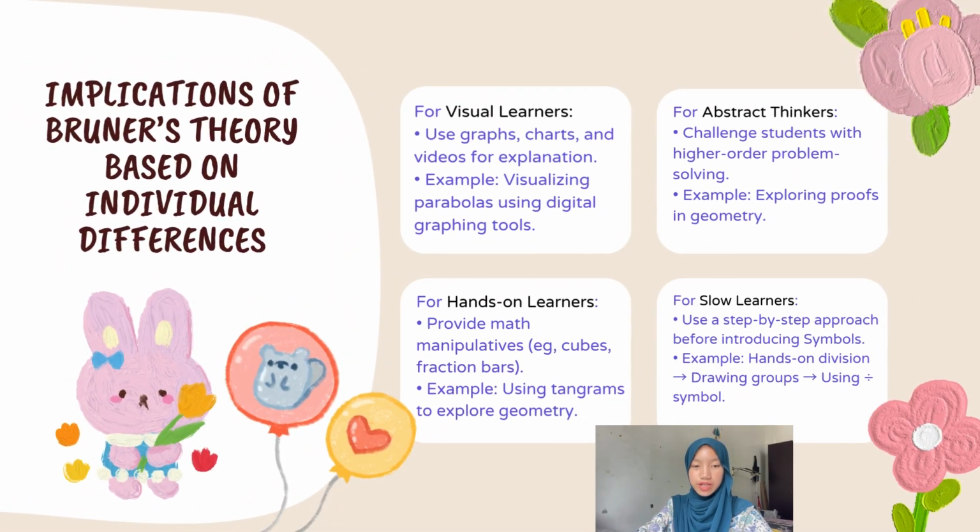Implications of Bruner's theory based on individual differences. For visual learners, use graphs, charts, and videos for explanation. For example, visualizing parabolas using digital graphing tools. And for abstract thinkers, challenge students with higher-order problem solving. For example, exploring proofs in geometry. Then, for hands-on learners, provide math manipulatives. For example, using tangrams to explore geometry. For slow learners, use a step-by-step approach before introducing symbols.